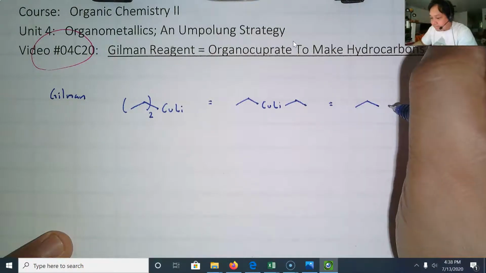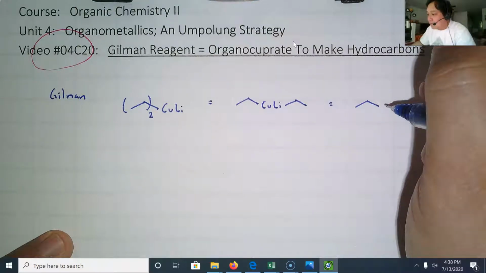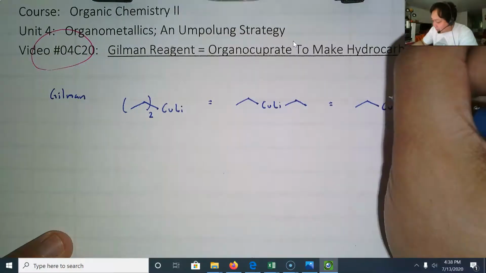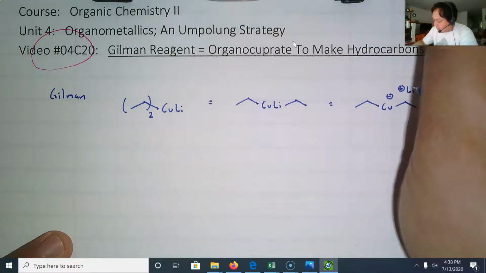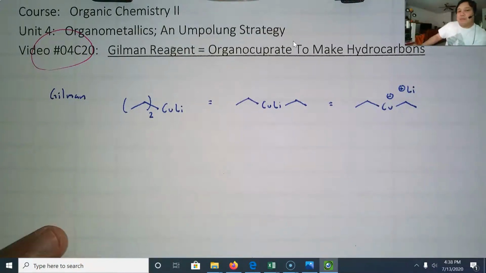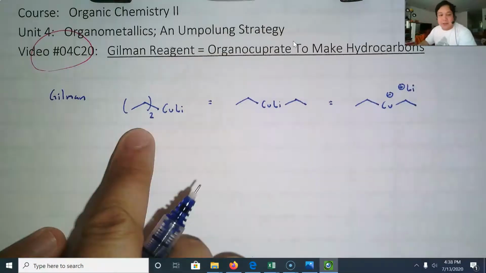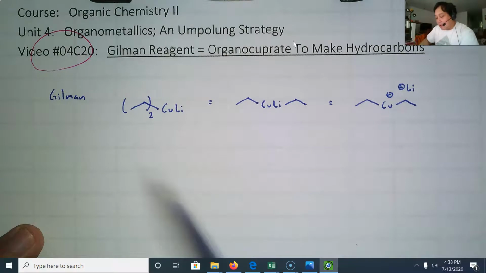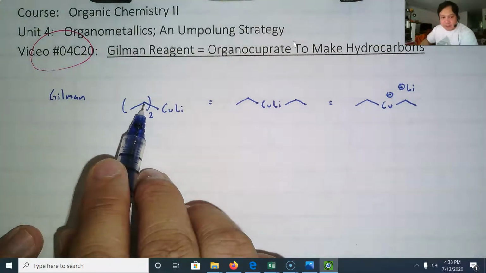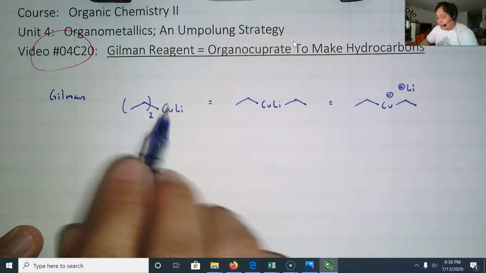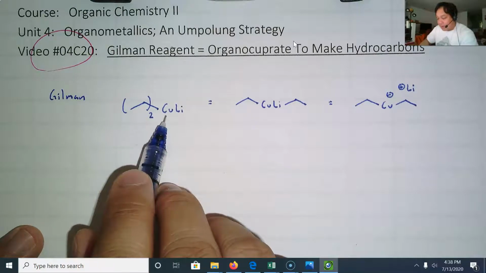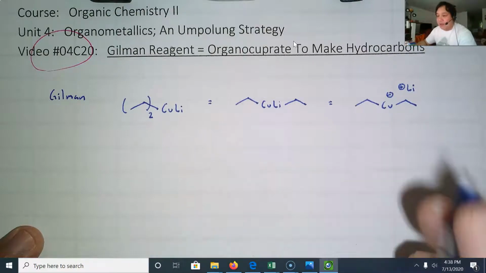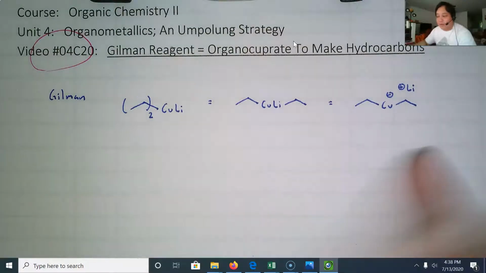is this. You could have a copper in the middle. It's a little bit odd, but this would be negative, and then you'll have a lithium plus as a counter ion. My preference is this with the parentheses, and the idea here is that you still have a carbon that's partial negative, because that's connected to the metal, and that carbon and whatever it's attached to will be delivered to the, we'll call it the substrate or the electrophile.